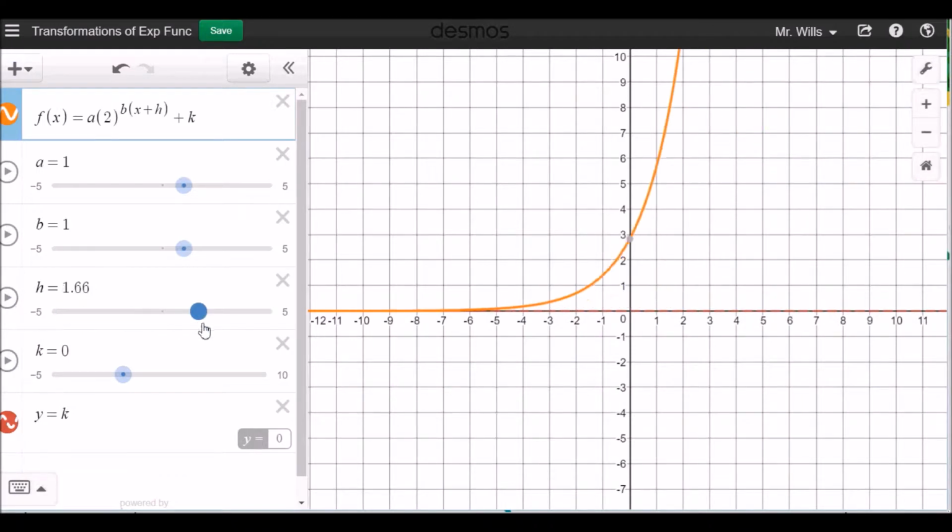What does it affect? Does it affect our range? No. It's still y is greater than or equal to 0. Does it affect our domain?